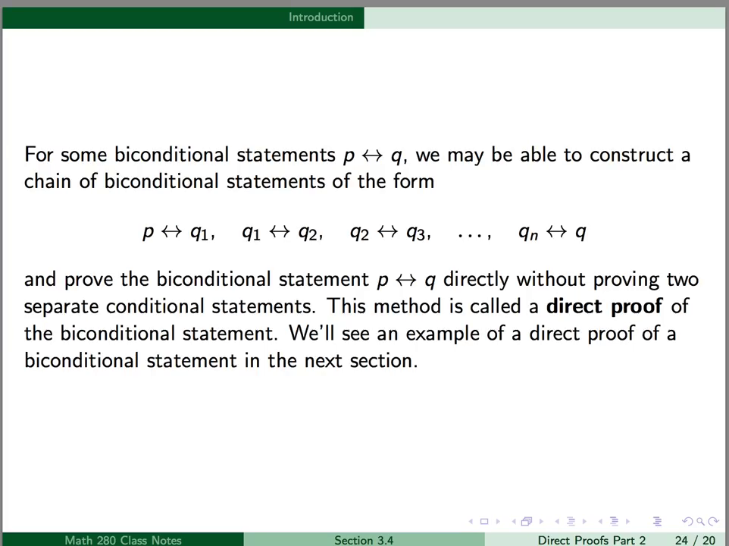Now for some biconditional statements, p if and only if q, we may be able to construct a chain of biconditional statements of the form p if and only if q1, q1 if and only if q2, q2 if and only if q3, and so on, all the way down to q sub n if and only if q. And we can prove the biconditional statement p if and only if q directly without proving these two separate conditional statements, and this method is called a direct proof of the biconditional statement. We'll see an example of a direct proof in the next section.